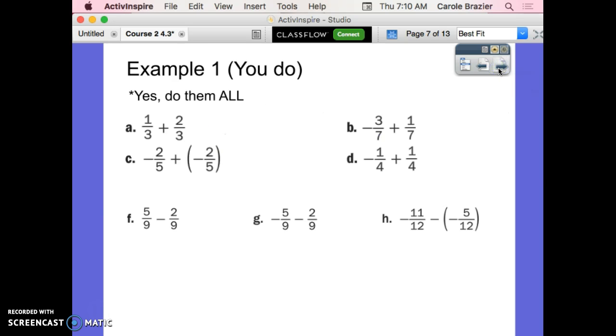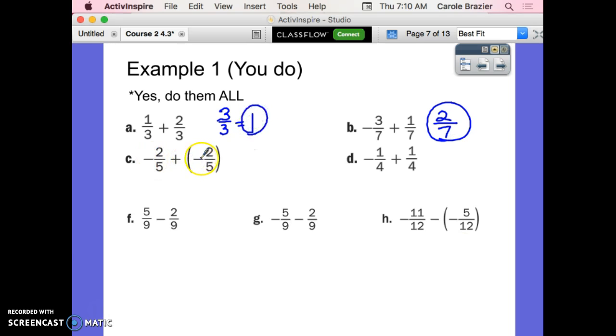Okay, pause the video and you're going to do these 7 problems, and then when you come back, we'll give you the answers. Welcome back. This one you should have gotten 3/3, which would have given you 1. This one is a negative plus a positive, so they're different signs, so I have to subtract. So 3 minus 1 is 2, over my common denominator 7, stays the same.